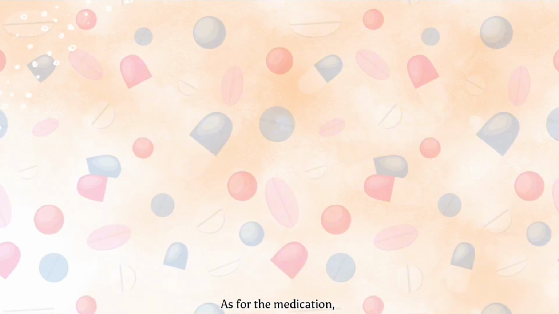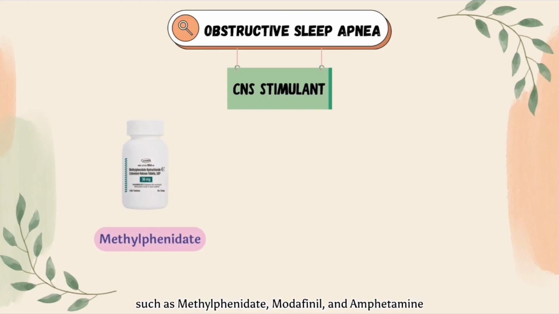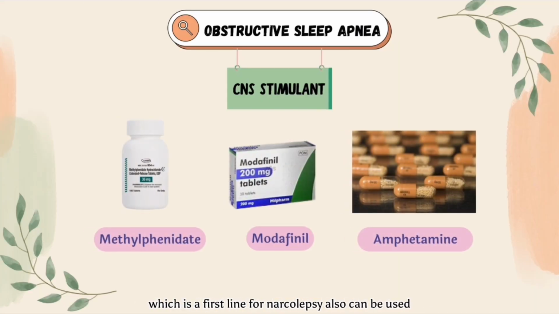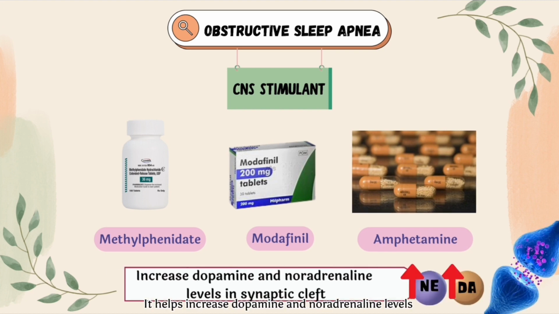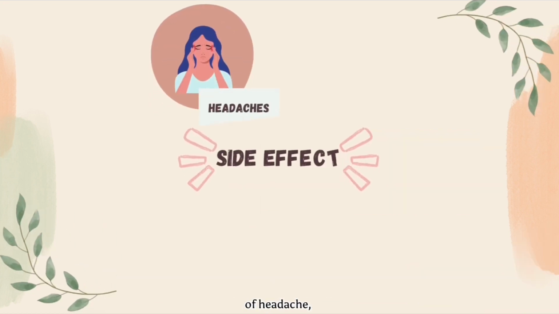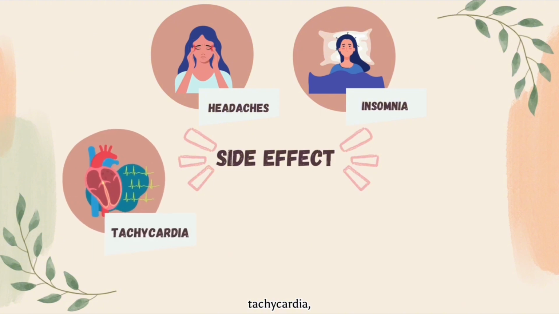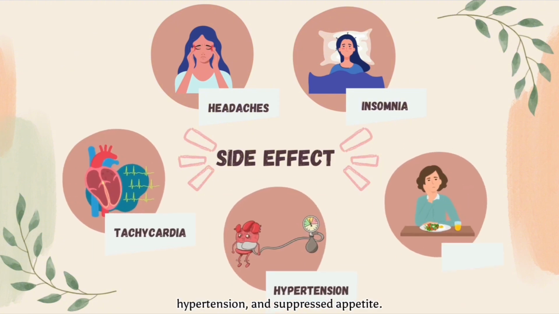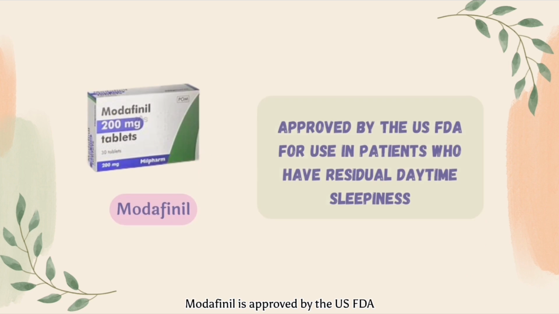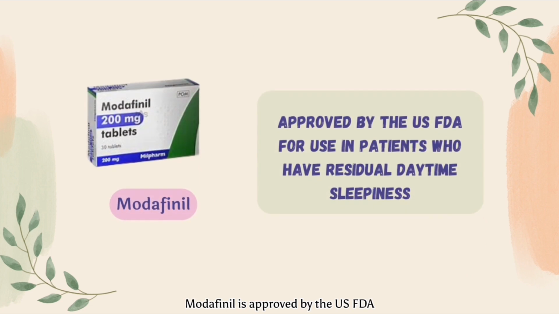As for the medication, central nervous system stimulants such as methylphenidate, modafinil, and amphetamine, which is a first line for narcolepsy, can be used in treating obstructive sleep apnea. It helps increasing dopamine and noradrenaline levels in the synaptic cleft, which bring its side effect of headache, insomnia, tachycardia, hypertension, and suppressed appetite. Additionally, modafinil is approved by the US FDA for use in patients who have residual daytime sleepiness.